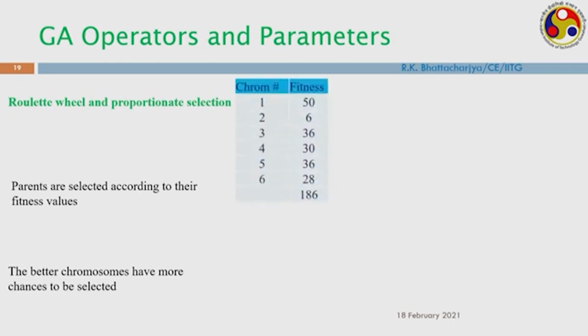Let me explain this part. Suppose we have 6 chromosomes, 6 solutions in a population, and these are the fitness values: 50, 6, 36, 30, 36 and 28.